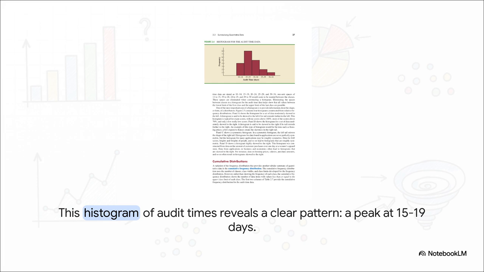You can immediately see a peak, right? The most common audit time is somewhere in that 15 to 19-day range. And you can also see that very few audits are super quick or take a really, really long time. This shape is telling us a story.